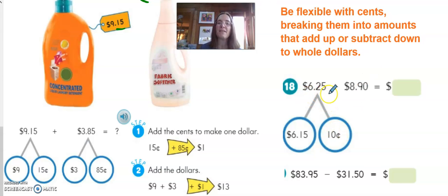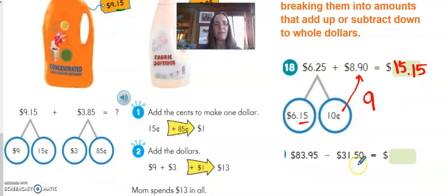So here I have $6.25, and they've said I'm adding that to $8.90. If I just had 10 more cents, then this would be way easier because this would become $9. So we're breaking $6.25 into $6.15 and 10 cents. If I take this 10 cents and I give it here, that will give me $9 even. And 6 plus 9 is 15, so let me take care of my dollars here. And my decimal point, again, separates my whole dollars from my cents. And let's say I already added these, so I've just got 15 left over. $15.15.